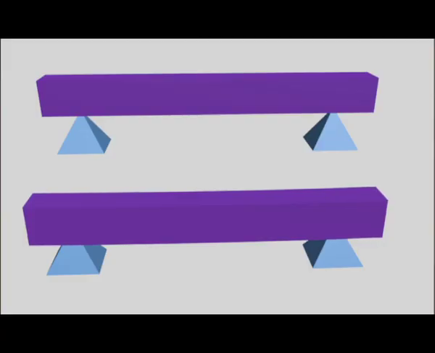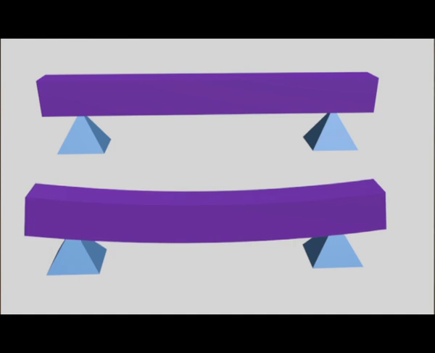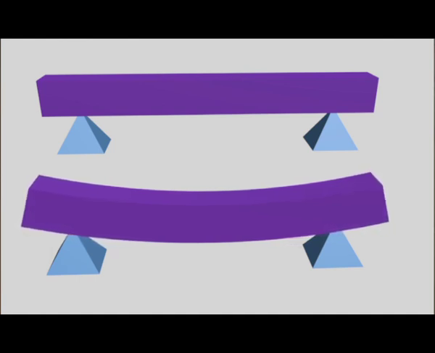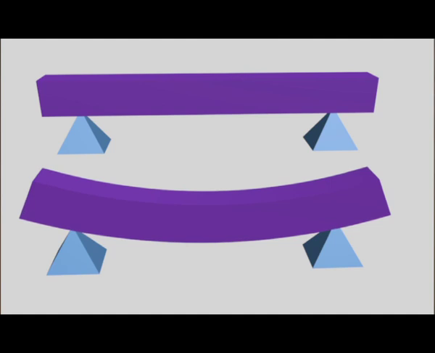Here you can see a beam that has been acted upon by a force at the middle, which is like a compressive force given to the beam, and the beam shows a deformation in the middle, and these kinds of deformations are to be kept in mind while building structures.